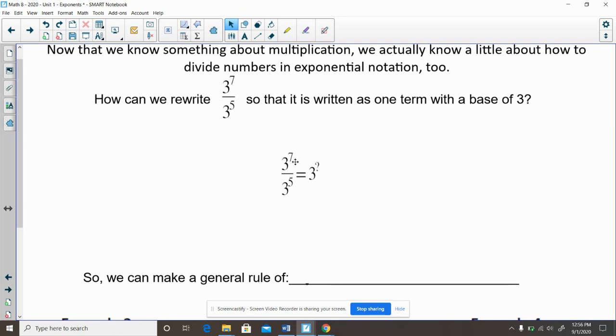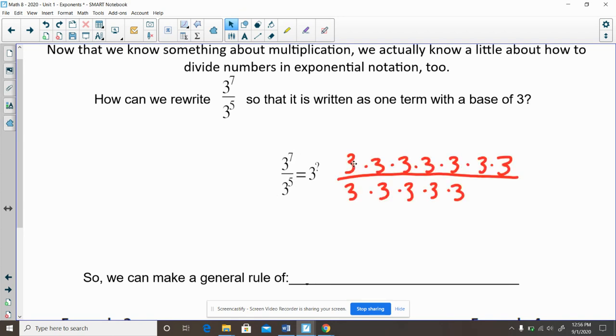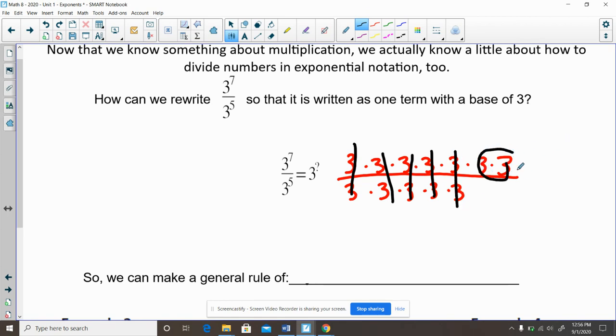Well, let's rewrite this in expanded form and rewrite this in expanded form. Okay, 7 3s and 5 3s. Okay, you know in math that you could just go through and cross off these numbers right here because 3 divided by 3 is 1, right? So that would just give us 1, that would give us 1, that would give us 1. We can just cross off all those. What are you left with? You're left with 3 to the 2nd power. Okay, so 3 to the 2nd power would be our final answer.